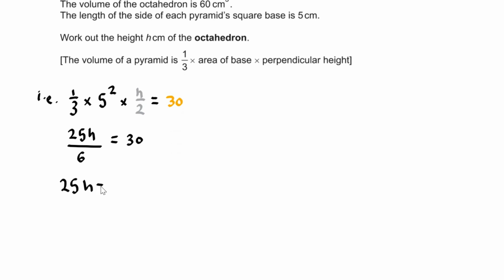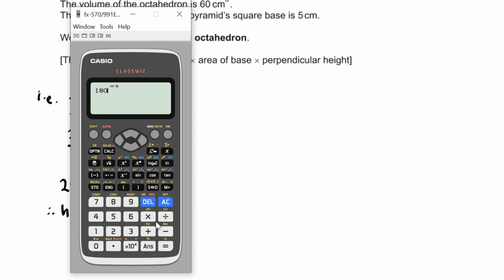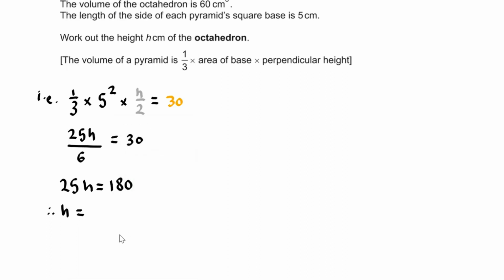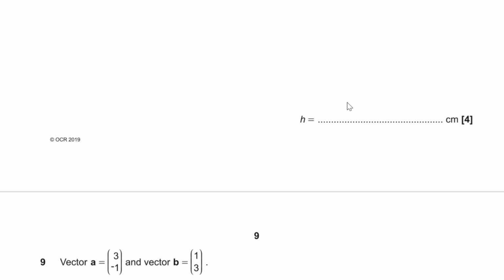So 25h is equal to 6 times 30, which is 180, and therefore h is equal to 180 divided by 25, which is 7.2. So we've got h equals 7.2. So let's just add this here. We have 7.2.